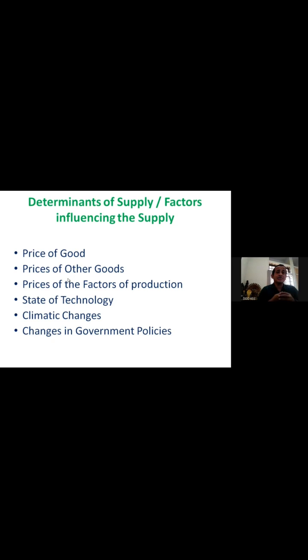Then climate change. Climate change, for example, if we consider an agricultural commodity: if due to the rainy season, agricultural crops are damaged, then supply will be less. Then change in the government policies.